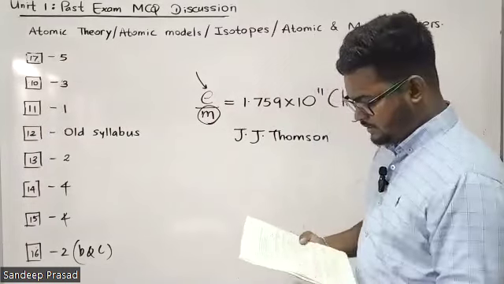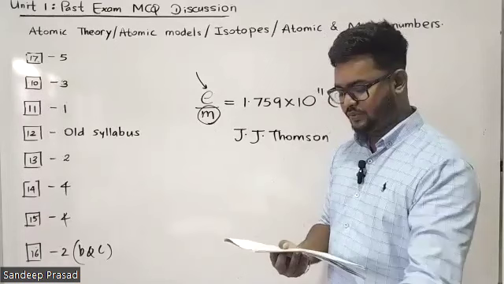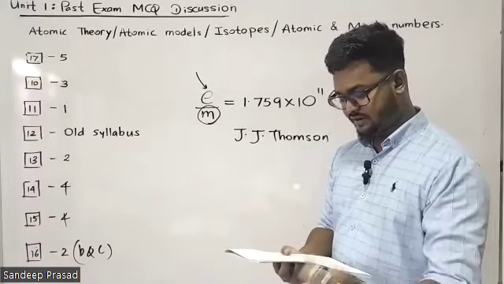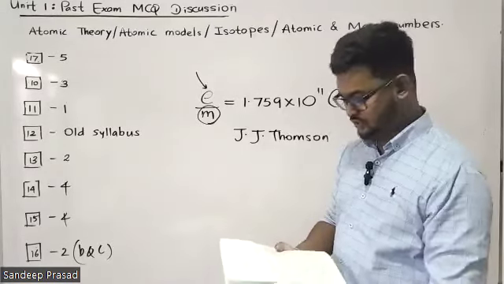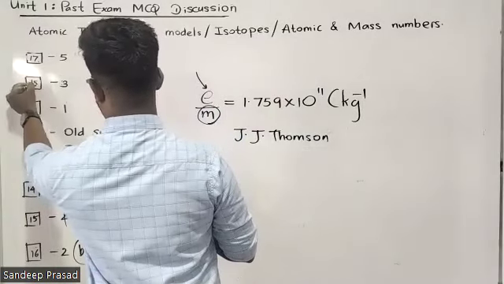Next one. The e over m value for the electron was experimentally determined. Just now we discussed. They have given options like this: Millikan, Crookes, Rutherford, Marsden, none of the above. Thomson is not given, so the correct answer is none of the above. Question number 18, answer is number 5.